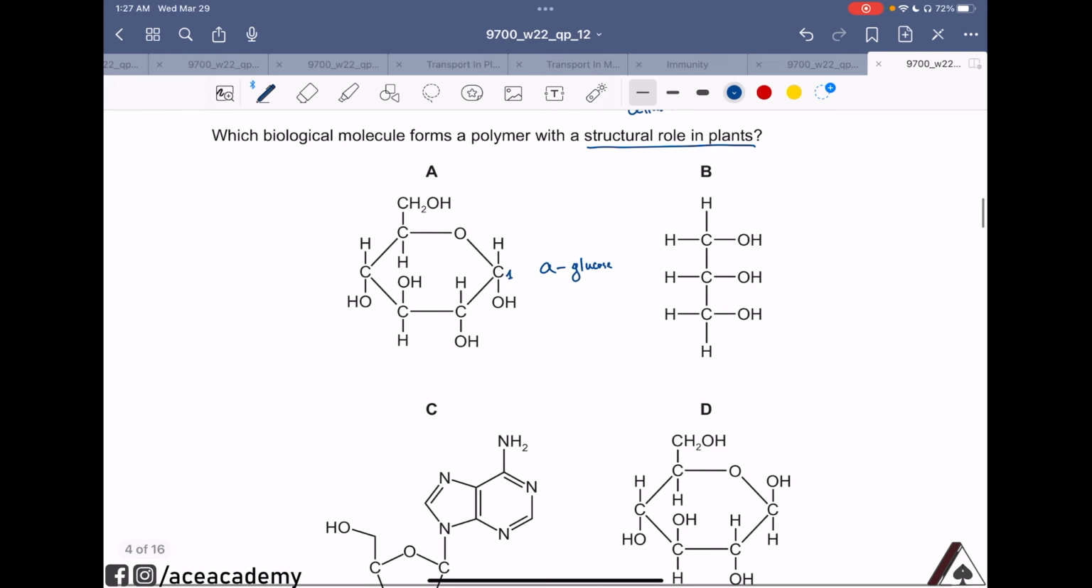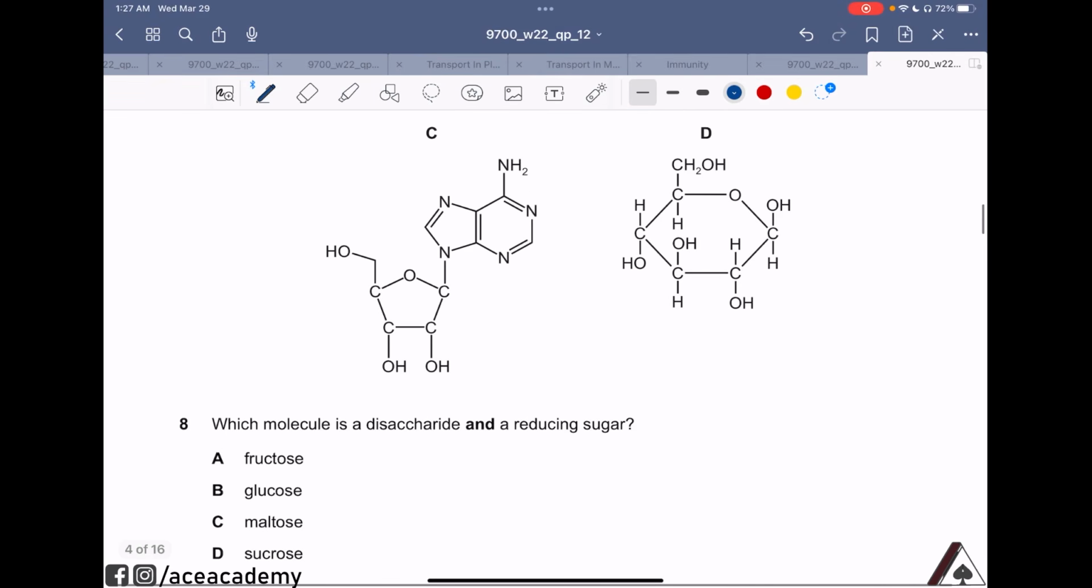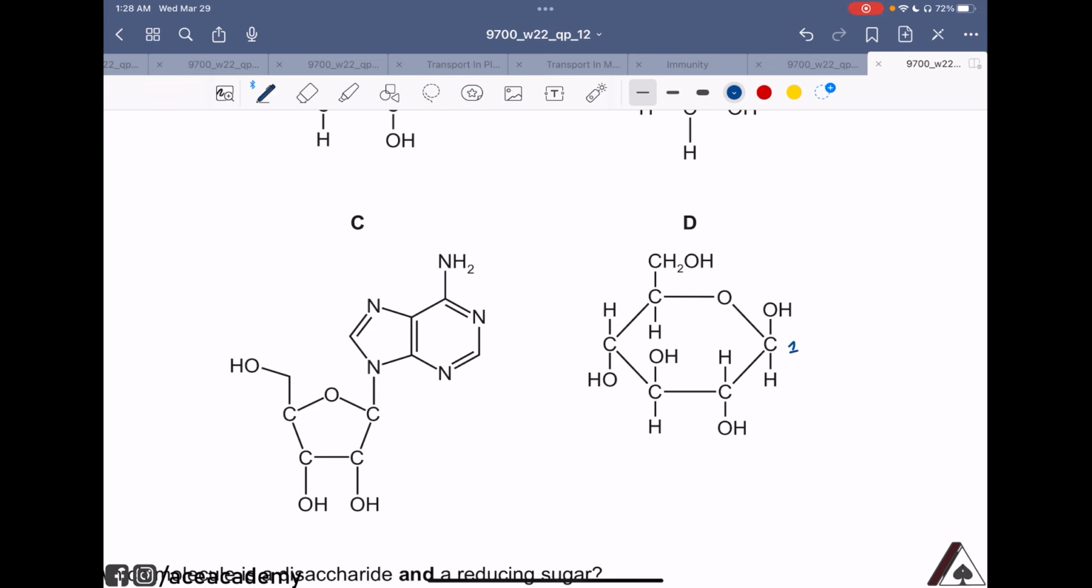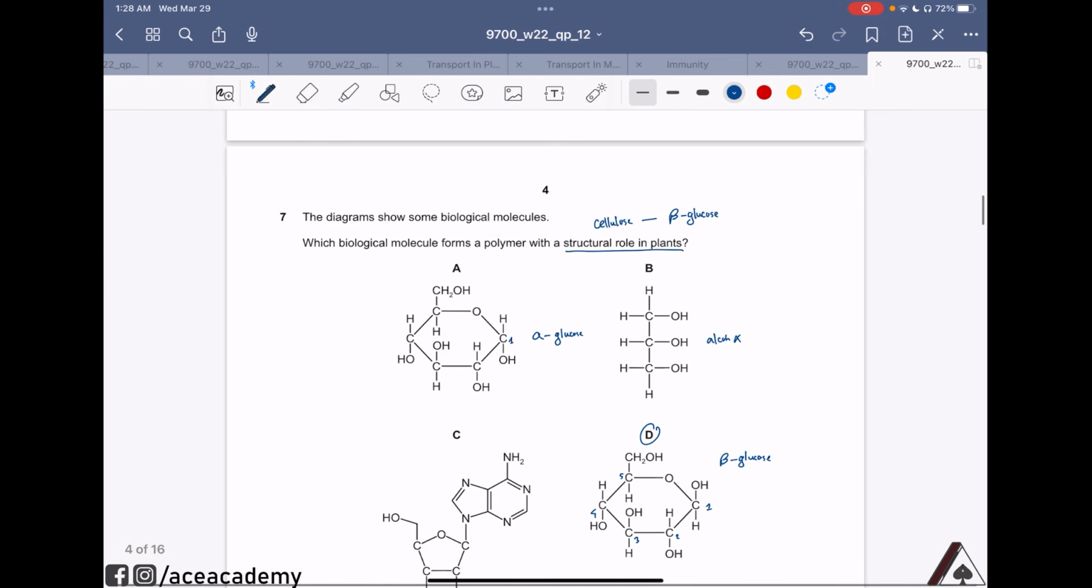And this is just a random alcohol molecule, so this is incorrect as well. And this is something that you're not required to know in the syllabus. And D, let's look at D. Carbon number 1, hydrogen above the plane, below the plane, above the plane, below the plane, and this. So this is indeed beta glucose. So D is the correct option over here for question number 7.